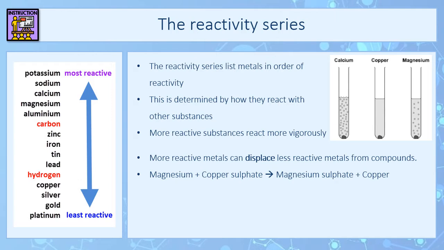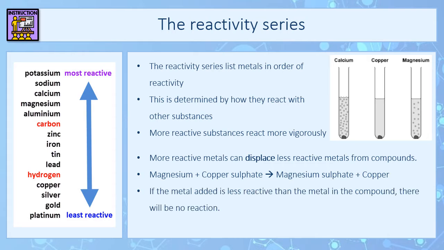So to start with, copper is part of the compound. Now, because magnesium is more reactive than copper, it can displace it from that compound. And the two products we end up with are magnesium sulfate and copper. You can see that the magnesium has just displaced the copper in this example. If you added a metal that was less reactive than the metal that was in the compound, you wouldn't get a reaction happening. No displacement would occur.